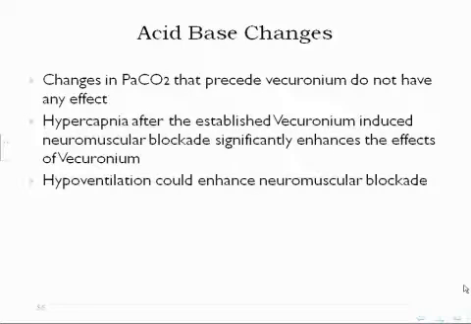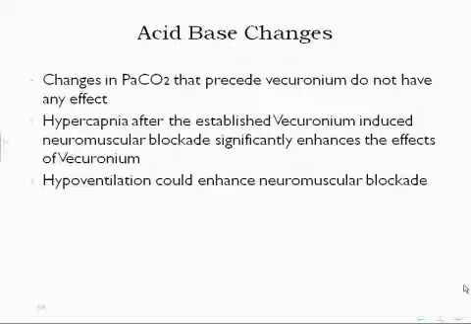Acid-base changes: if you're changing CO2 before vecuronium, you do not really have any effect. But if you have hypercapnia after you've given the vecuronium, you can significantly enhance the effects of vecuronium, which is not a good thing, because that's when you want the effect to go away. It's when you're trying to allow that person to spontaneously breathe. That's when the vecuronium kicks back in and can surprise you. So that's why you should always reverse people, because you don't know if that effect is going to be stimulated by the hypercapnia. So hypoventilation could induce a neuromuscular blockade to take place again.